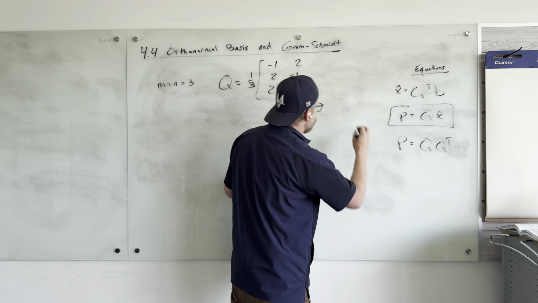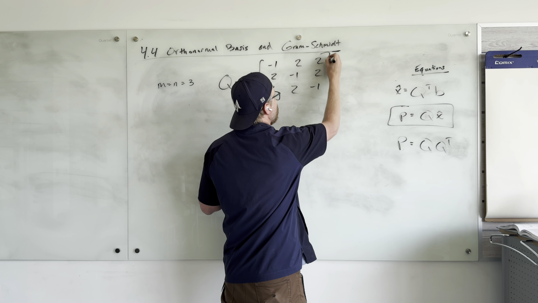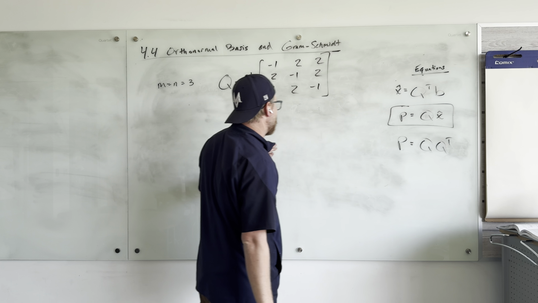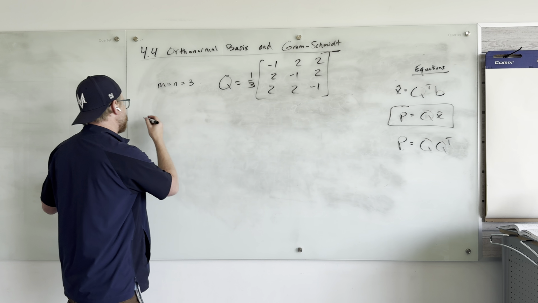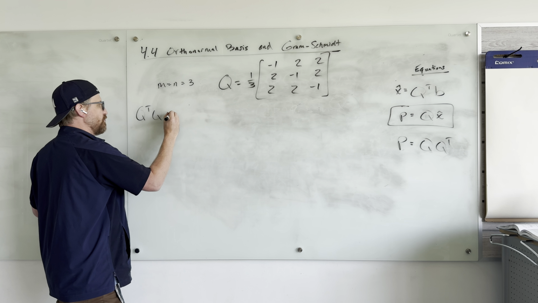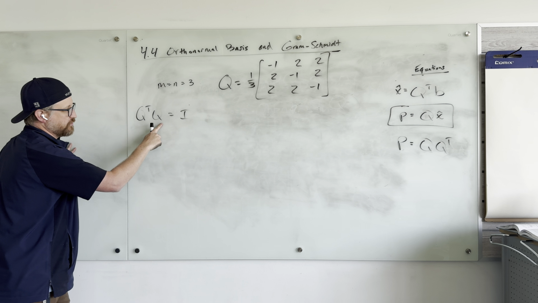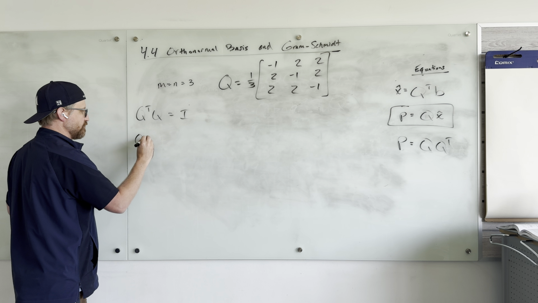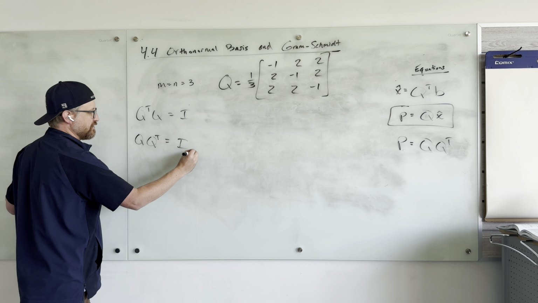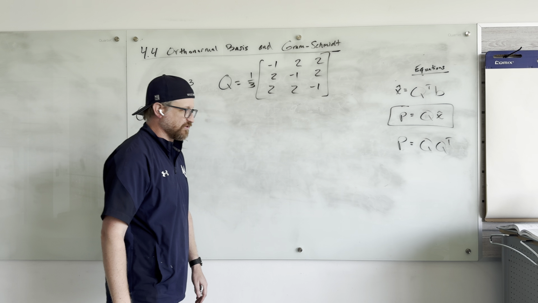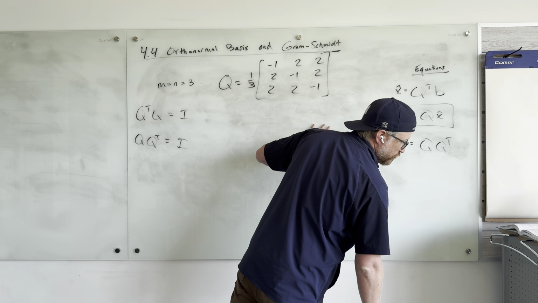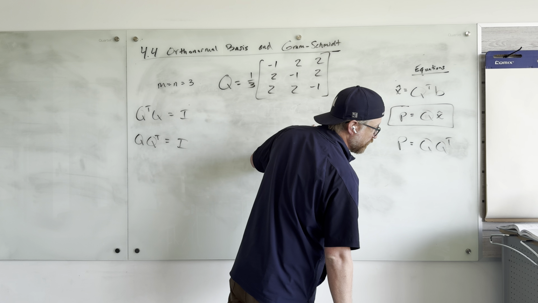And then 2, 2, -1. Now, I'm not going to do this, but as a check, you'll see this listed if you want to check that this is orthonormal. If I do Q transpose times Q, we will get I. If I do Q times Q transpose, we get I. So in both cases, since this is square, Q transpose is the inverse, on both sides.